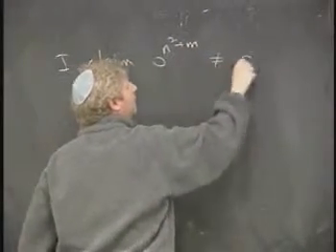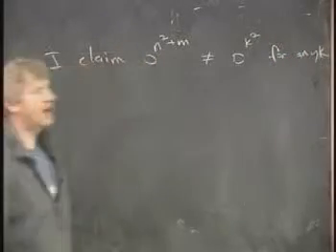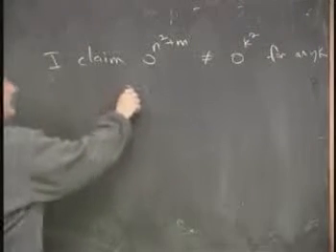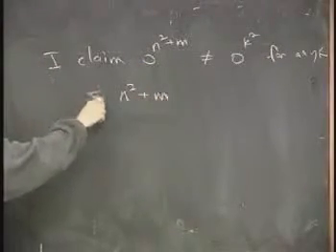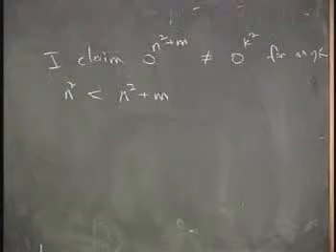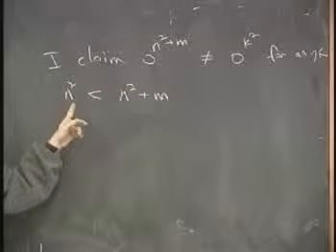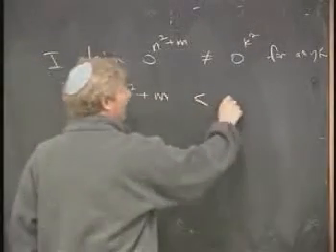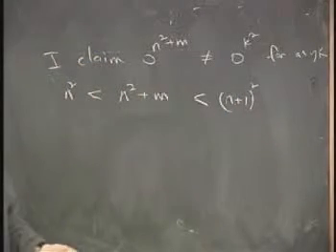I claim 0 to the n squared plus m is not equal to 0 to the k squared for any k. It's not a square. And here's my proof. N squared plus m is strictly greater than n squared. How come? Because m is at least as big as 1. So it can't be equal to n squared because it's bigger. And I'm going to also claim that it's strictly less than n plus 1 squared. So it can't be a square because it's stuck in between two squares.